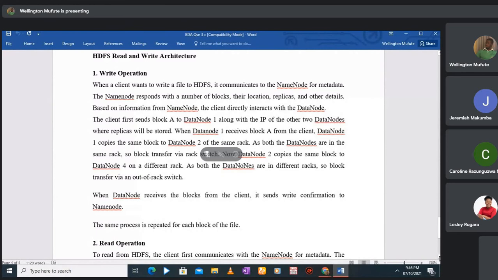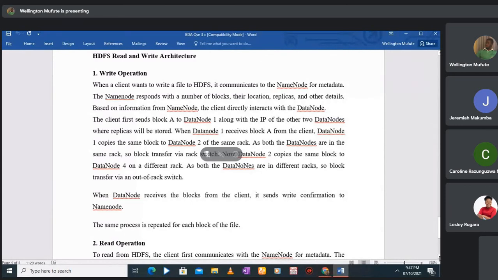The client first sends block A to data node 1 along with the IP of the other two data nodes where replicas will be stored. And when data node 1 receives block A from the client, data node 1 copies the same block to data node 2 of the same network, as both the data nodes are in the same rack. So block transfer via rack switch.